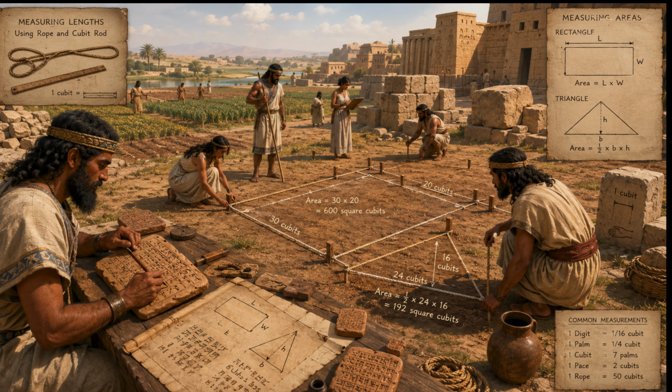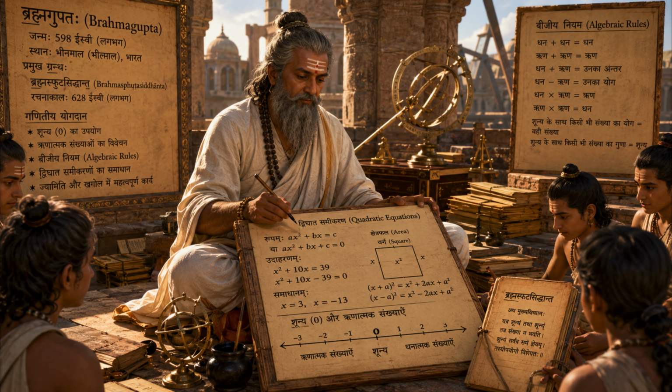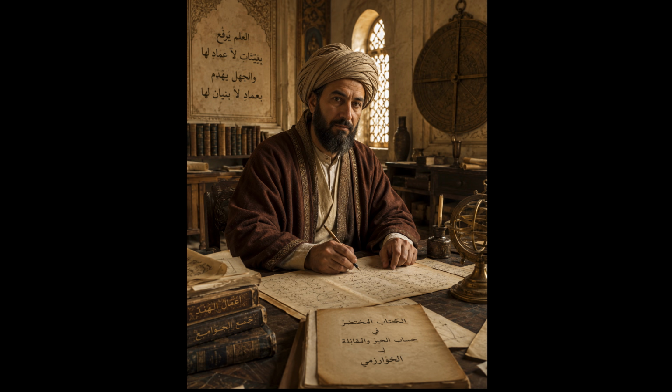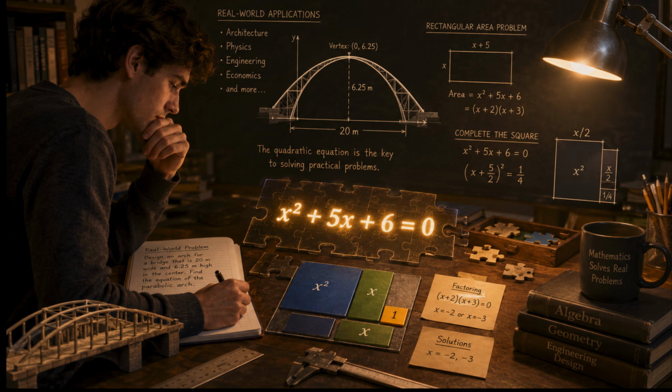So look at the journey so far. The Babylonians had practical methods. Indian mathematicians expanded the idea of numbers. And Al-Khwarizmi organized algebra into a systematic subject. This was a turning point. Quadratic equations were no longer just practical puzzles. They were becoming part of a bigger mathematical language. But there was still one big problem.